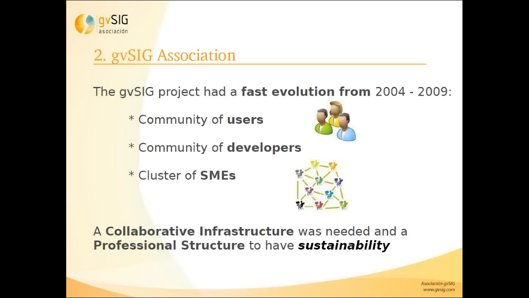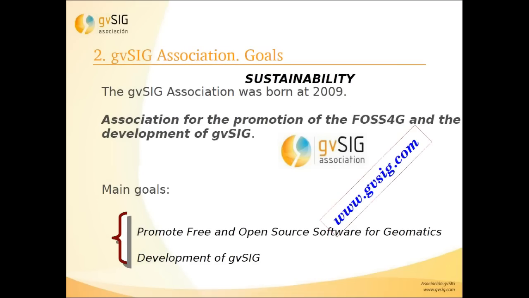As I told you at the beginning of the presentation, the gvSIG project started in 2004 at the regional ministry here in Spain. Until 2009 it had a really fast evolution. I mean, communities of users, developers and also small and medium enterprises were working with the gvSIG tools. Okay, so we thought at that moment that a collaborative infrastructure and a group of people that we call a professional structure was needed in order to have sustainability for the project. The main idea was that, the sustainability, and so in 2009 we created the gvSIG Association.